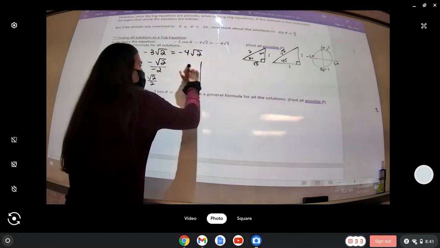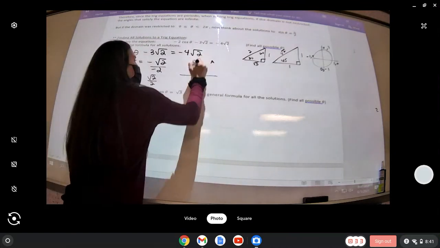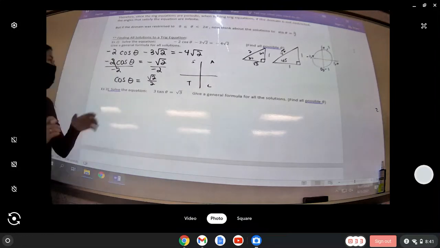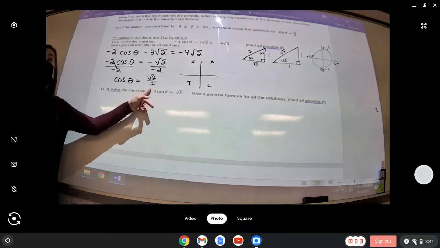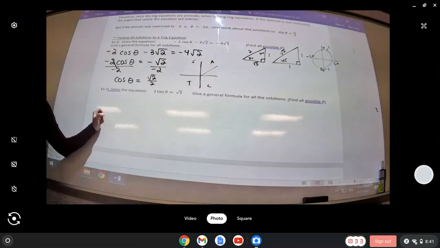So think about this. Let's think about it in a one rotation sense. All Students Take Calculus. Where would the cosine of an angle have given you a positive ratio? All angles give you a positive ratio in quadrant 1.